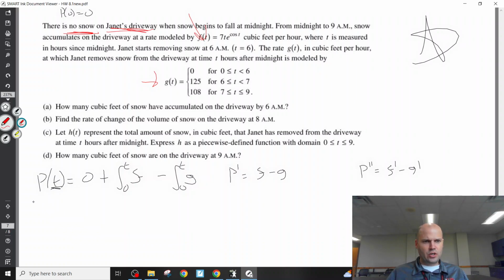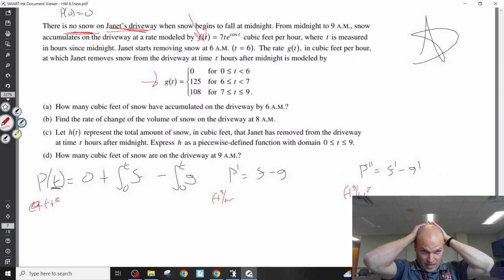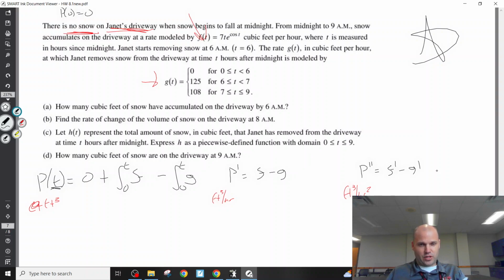Understand their units. Cubic feet, how much snow there is. Cubic feet per hour, rate of change, a velocity. Cubic feet per hour squared, acceleration. y, dy dx, d squared y over dx squared. It's all the same. Okay? Now, P prime is tricky, and P double prime is tricky.